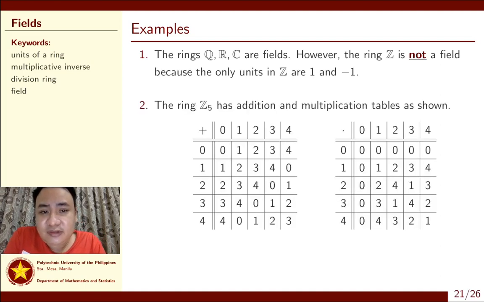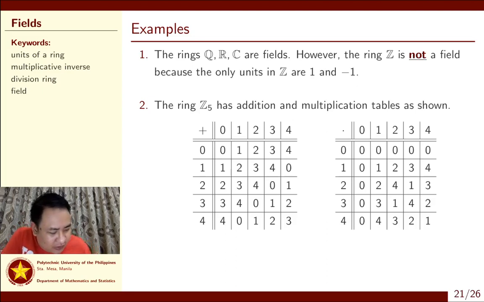The ring Z sub 5 has addition and multiplication tables as shown below. So ginawa ko na sa inyo, para sa inyo, yung Cayley tables for addition and multiplication ng Z sub 5. Ang tanong, si Z sub 5 ba ay field? Well, walang duda na group siya under addition. Ngayon, ano yung tanong natin?